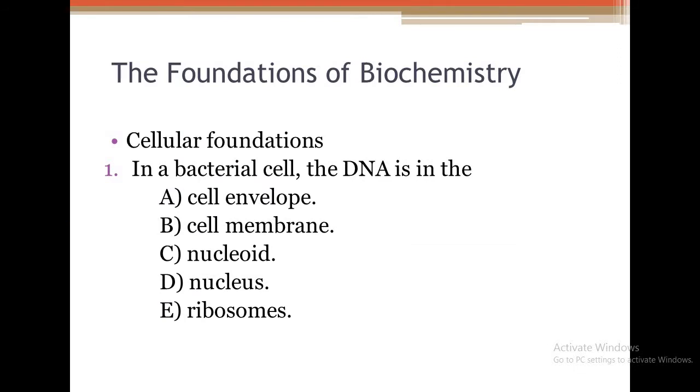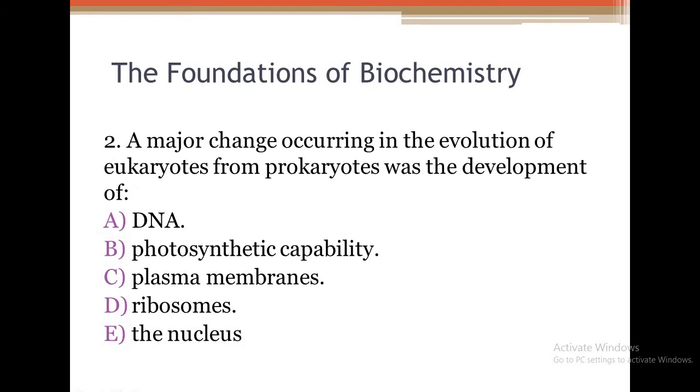First MCQ is from the section Cellular Foundation. In a bacterial cell, the DNA is in the nucleoid. Option C is correct. Next, a major change occurring in the evolution of eukaryotes from prokaryotes is the development of the nucleus. Option E is correct.